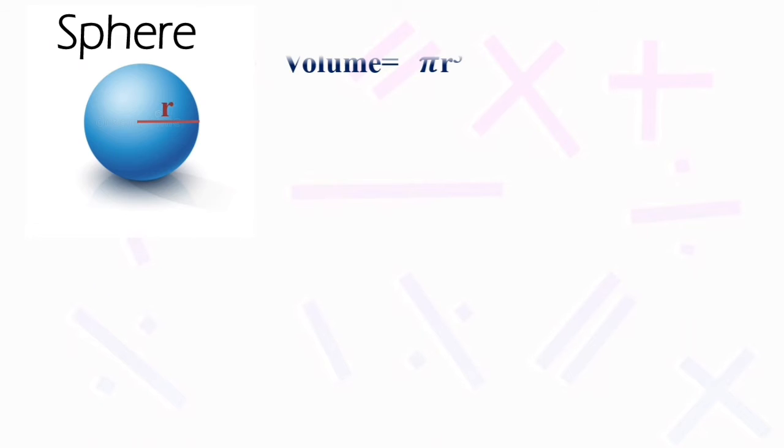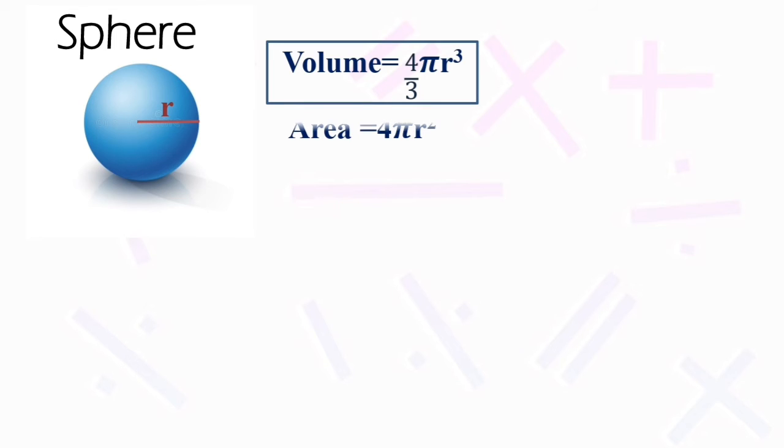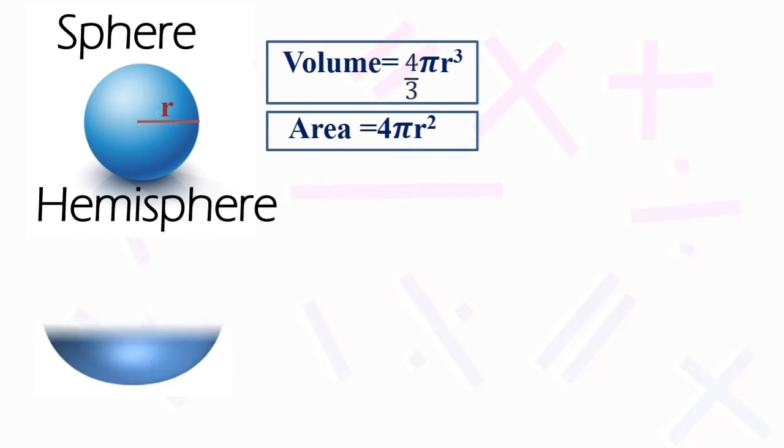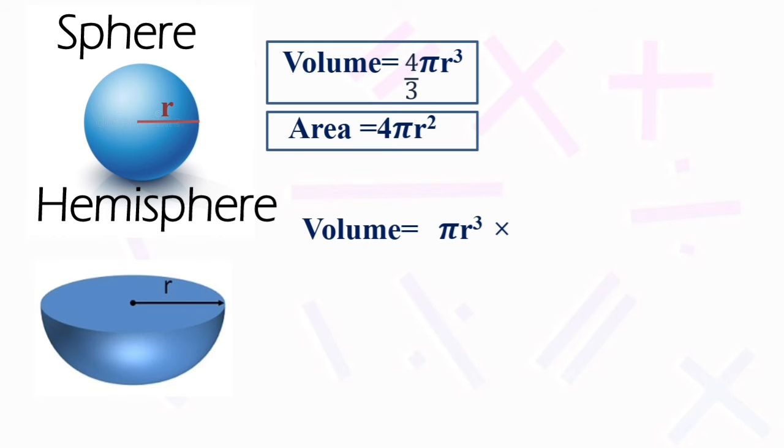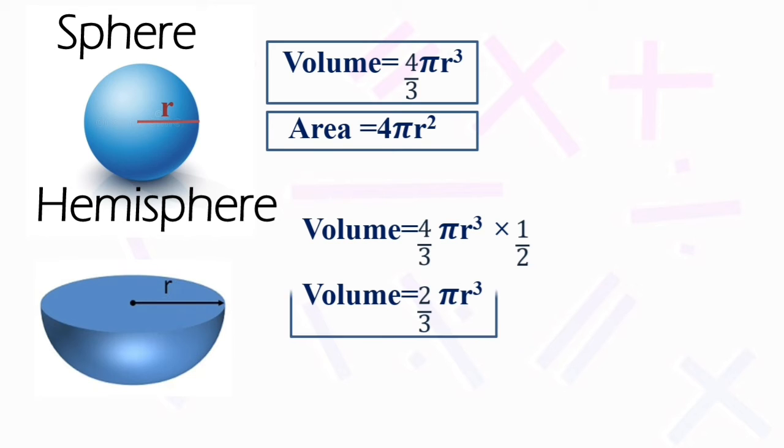Okay, for the next one, sphere. If the radius is r, then you have to remember volume equals 4/3 pi r cubed. Luckily you are given that equation at the exam. For the surface area, you have to remember that area equals 4 pi r squared. You have to remember that. For a hemisphere, if the radius is r, you know the formula for volume, that is 4/3 pi r cubed. As this is half of the sphere, you can multiply it by half. Then when you simplify, you will receive the answer as 2/3 pi r cubed.